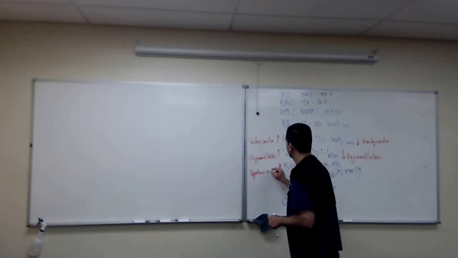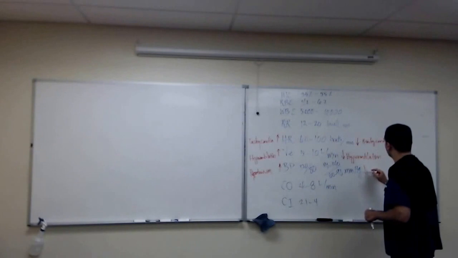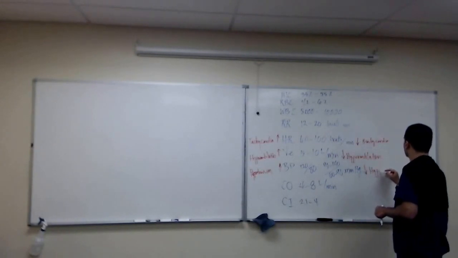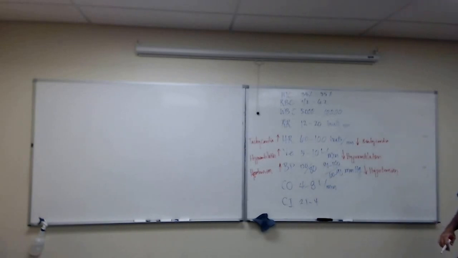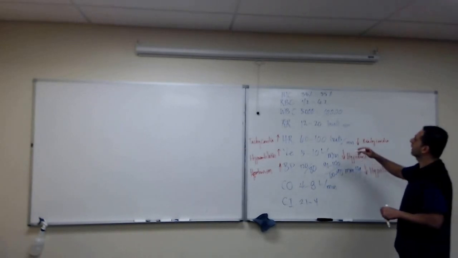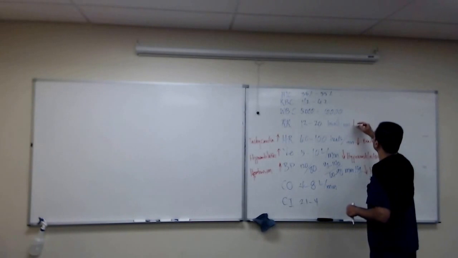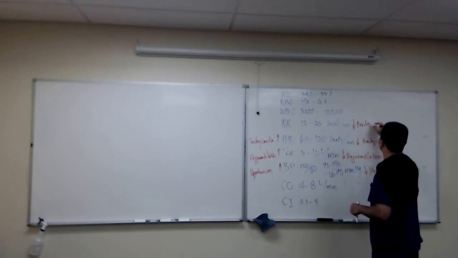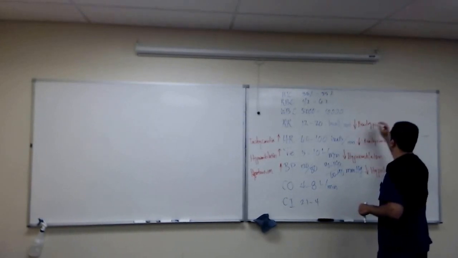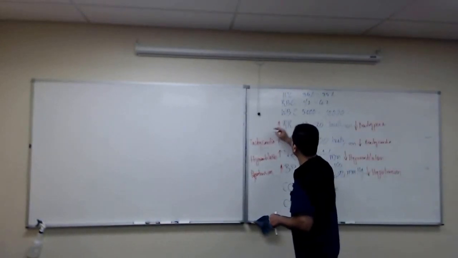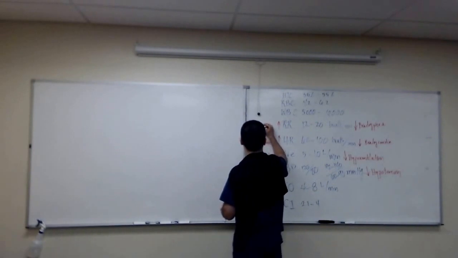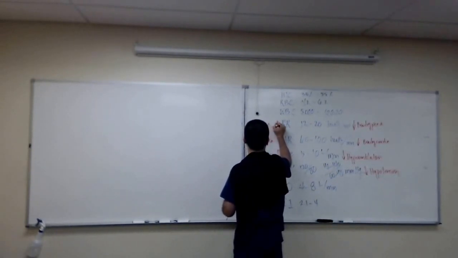Okay, when the blood pressure is up, you're talking about hypertension. When it's low, it is hypotension. All right, okay. When respiratory rate is down, it is bradypnea, right? When it's high, it is tachypnea.